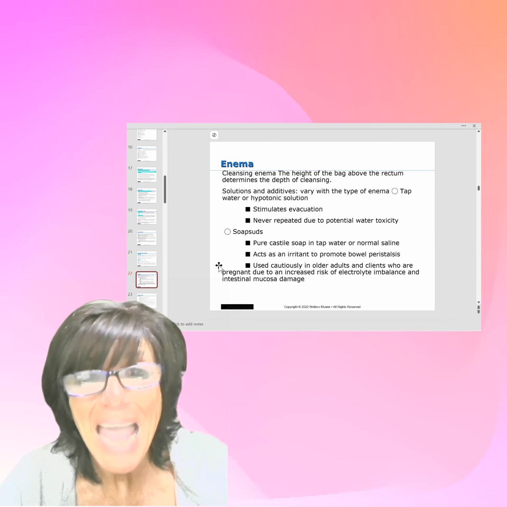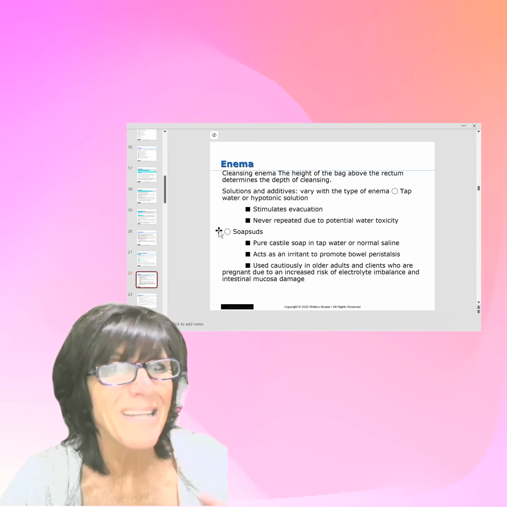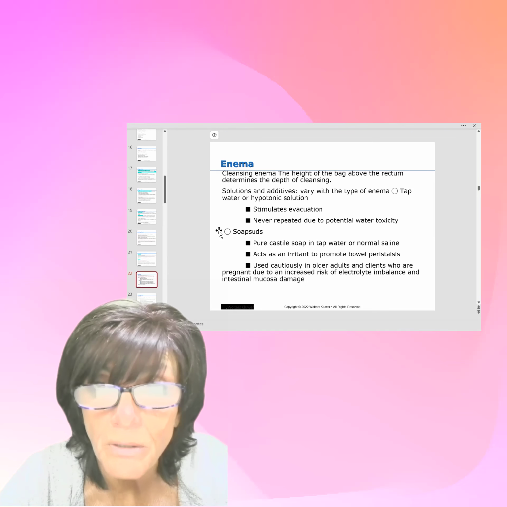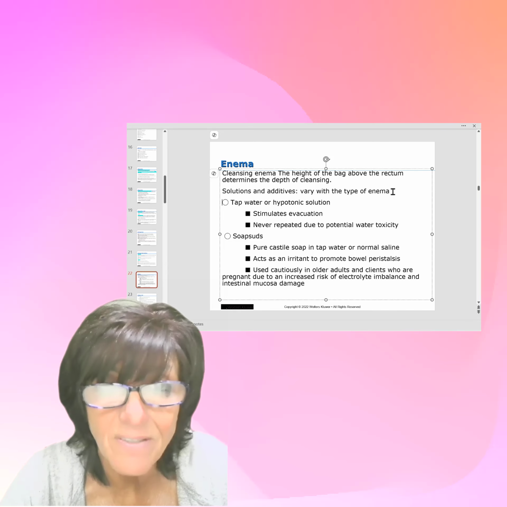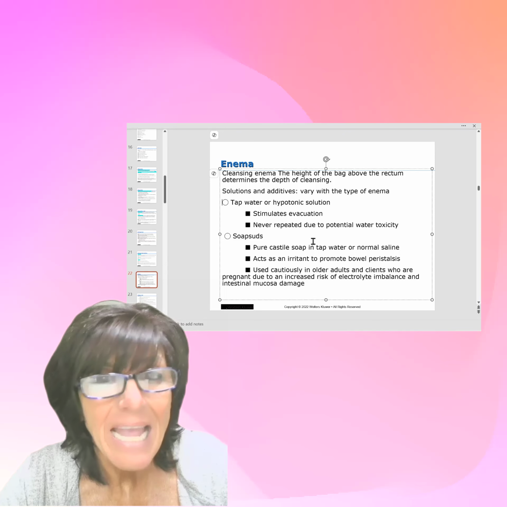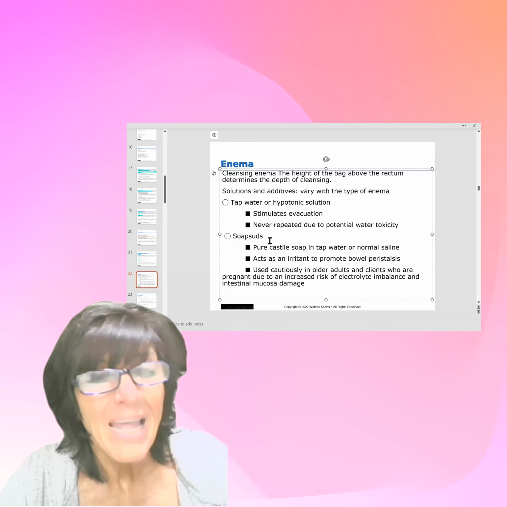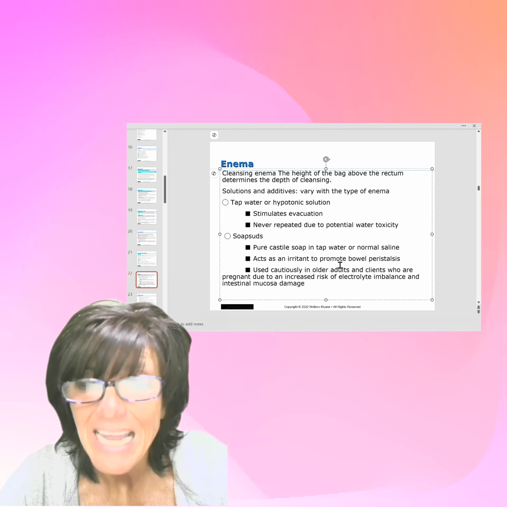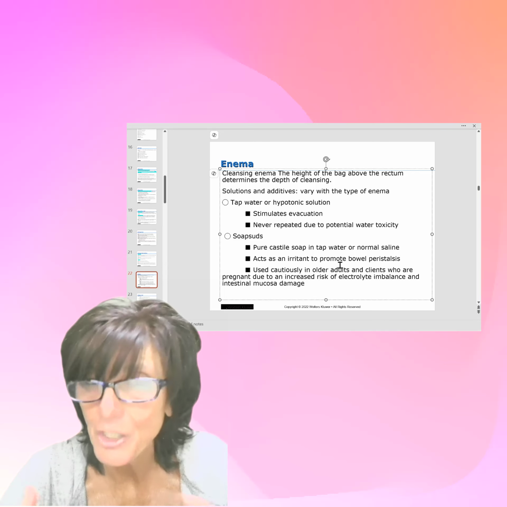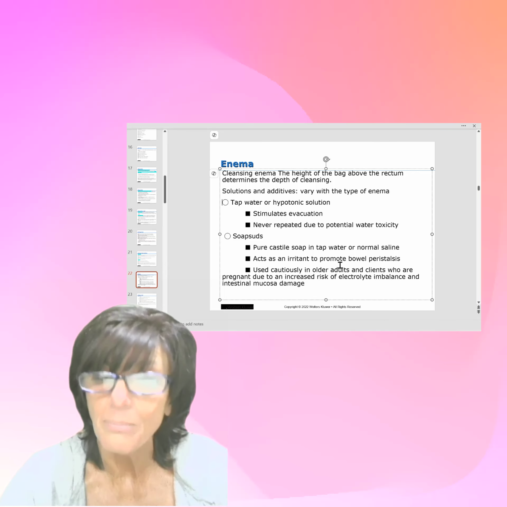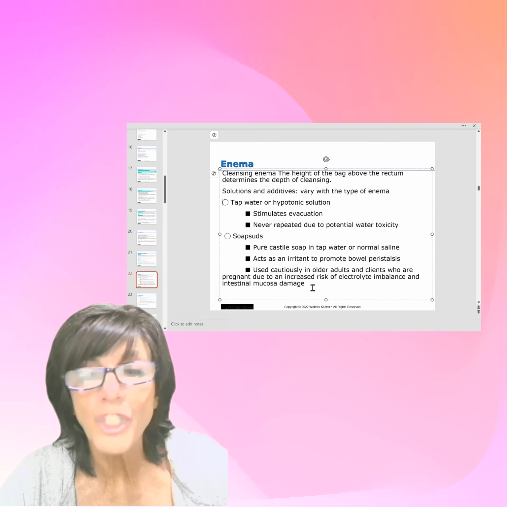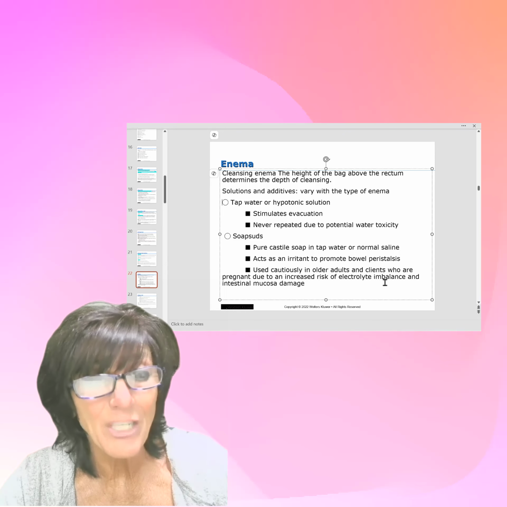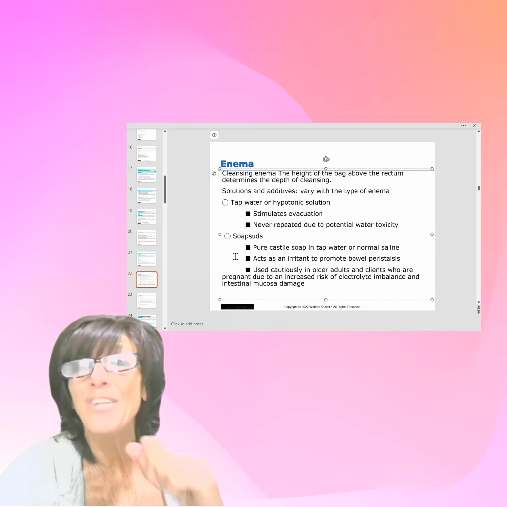Okay. Enemas. So there are different types of enemas. It's where we're taking solution and instilling it into the rectum. And there's different types of solution. Tap water enemas or hypotonic solutions. They stimulate peristalsis. You don't do them more than once. And then there's a soap suds enema. Yep, soap suds. Pure Castile soap in tap water or saline. And it's an irritant. So when we put it in, it actually makes the bowel start to rumble. It'll make people go. And again, cautious with older folks. Anybody who's pregnant, right? Because there's a risk of electrolyte imbalances and we can even damage the internal mucosa.